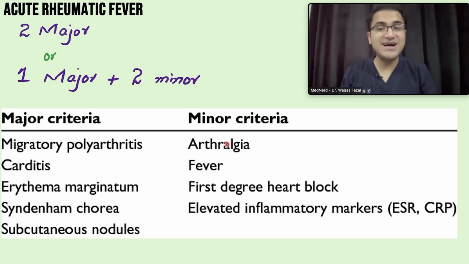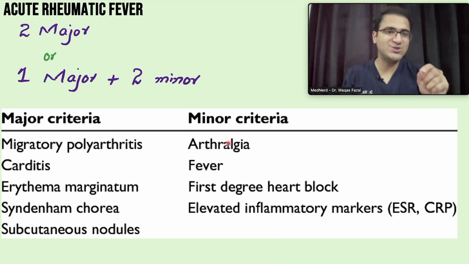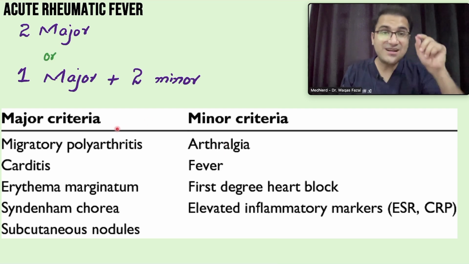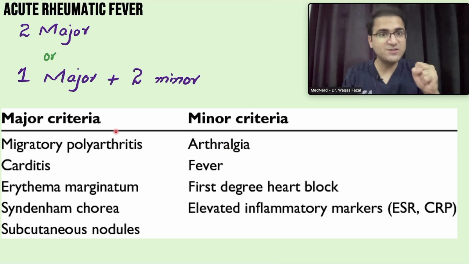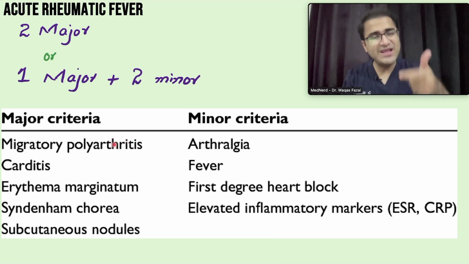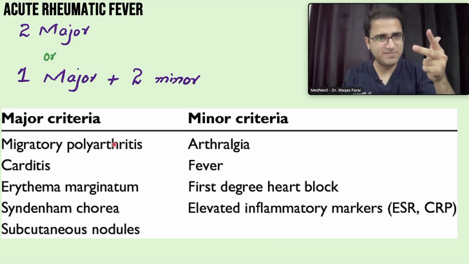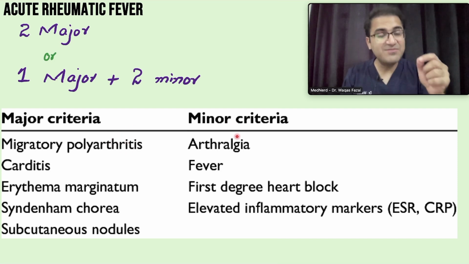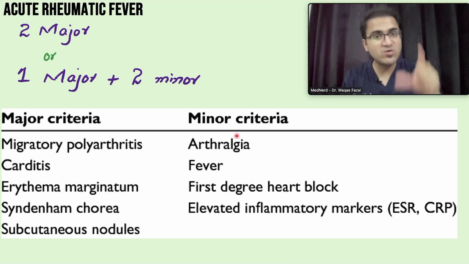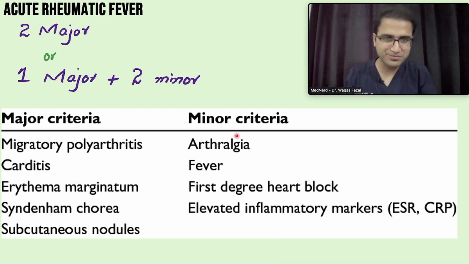Basically, arthralgia and arthritis are different things. Arthralgia means pain in the joint, whereas arthritis means inflammation of the joint. Inflammation of the joint will appear as a red, inflamed, tender, swollen joint, while arthralgia means joint pain only. There will be no inflammation of the joint. The joint will not be tender, swollen, or red in arthralgia.